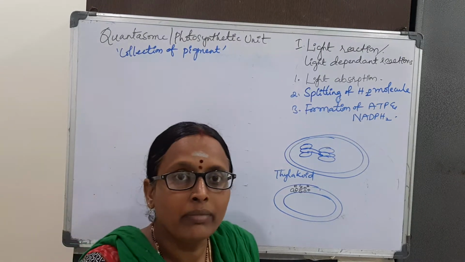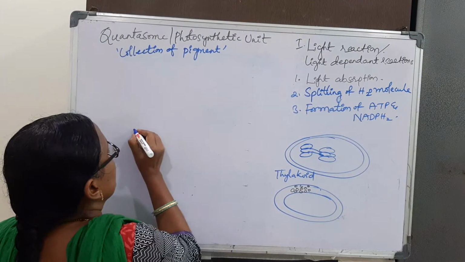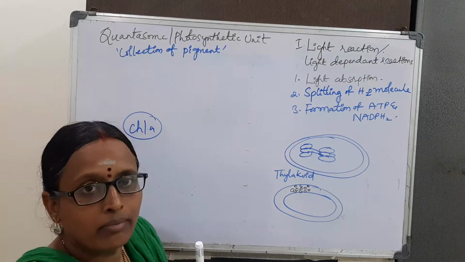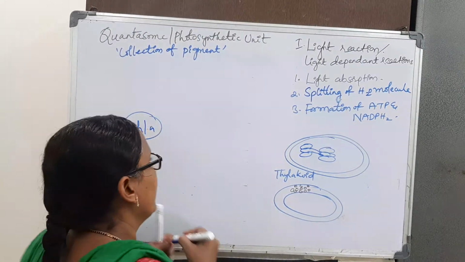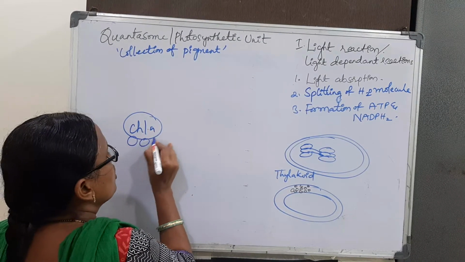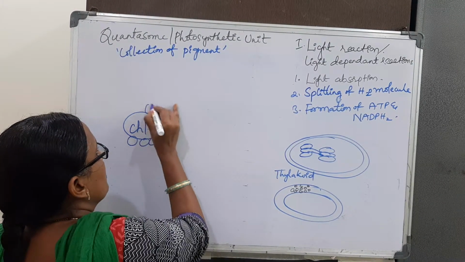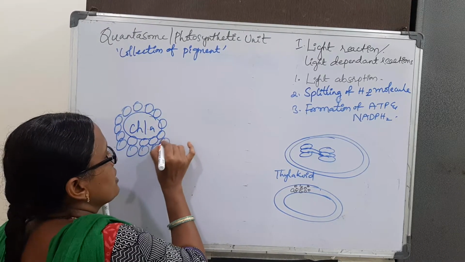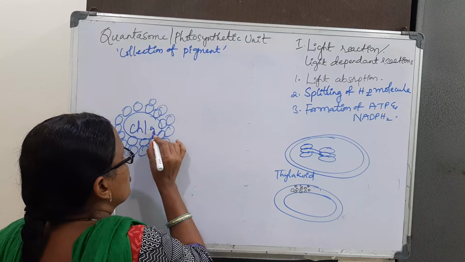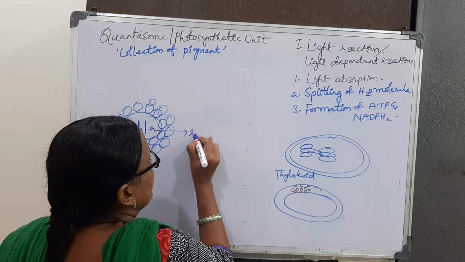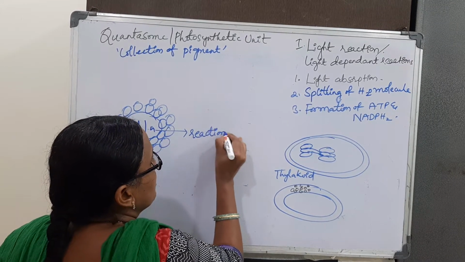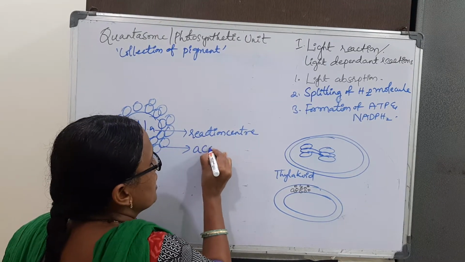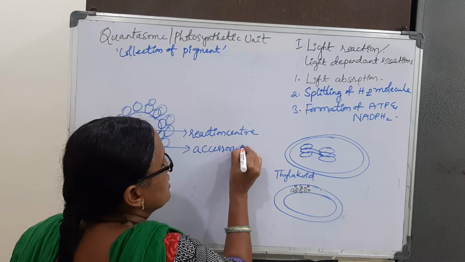So what are the pigments? The main pigment is chlorophyll A, and it is gathered with other pigments. So this is known as the reaction center molecule, and the other molecules are known as accessory pigments.